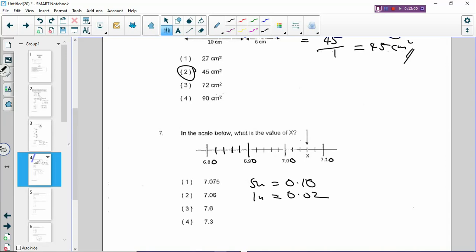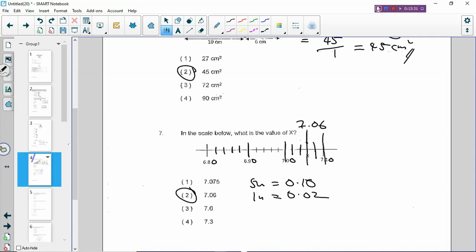So this is 7.00, 7.02, 7.04, and 7.06. So the x is 7.06. Let me see, is it correct? 7.06 and then 7.08 and then 7.10. So you're correct. x is pointing at 7.06. There's an important lesson here. Every time you see gaps, you have to count the gaps, find how big 1 gap is, and then look for what number it is.